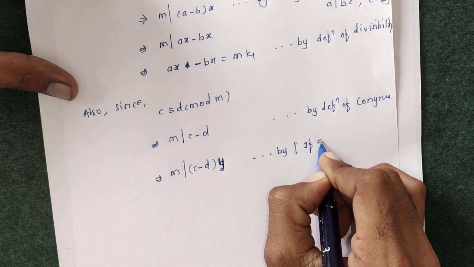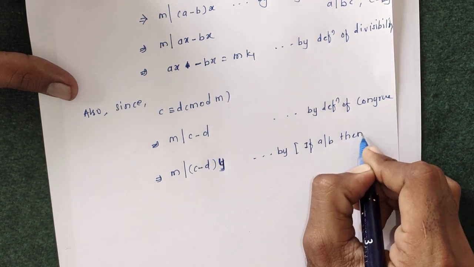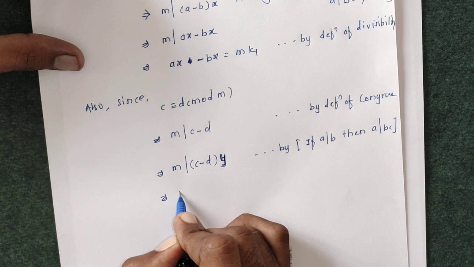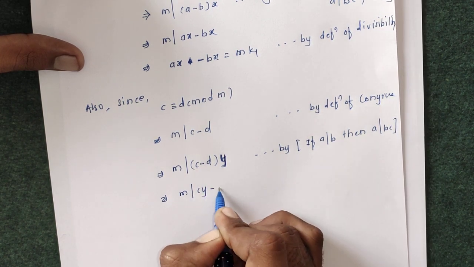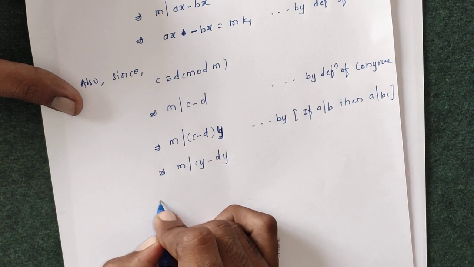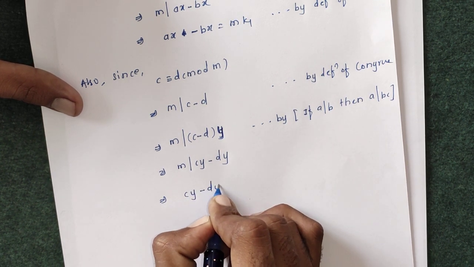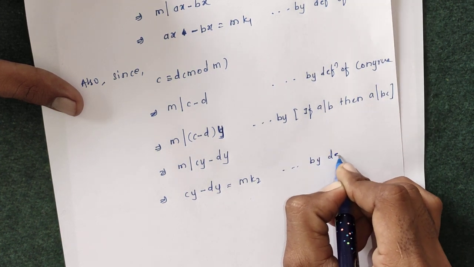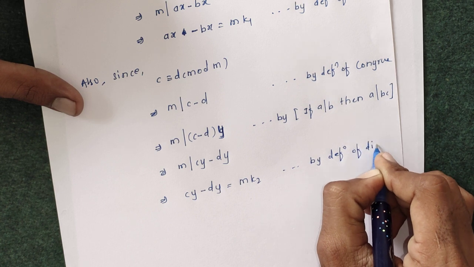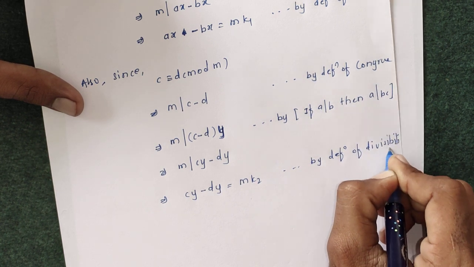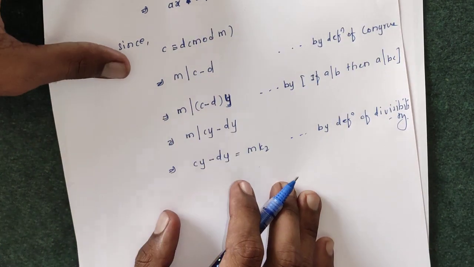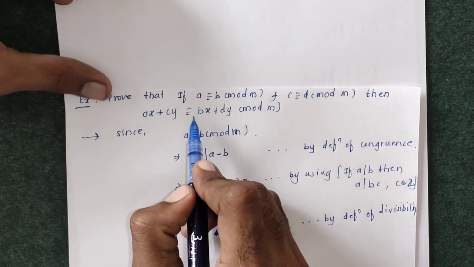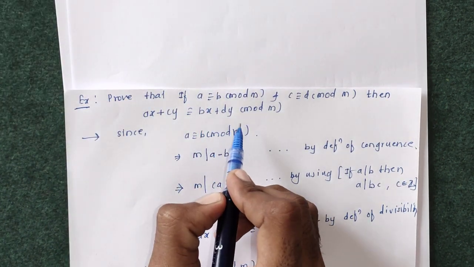If A divides B, then A divides B into any integer C, we get m divides cy minus dy. Again using definition of divisibility we get cy minus dy is equal to m into k2, by definition of divisibility.